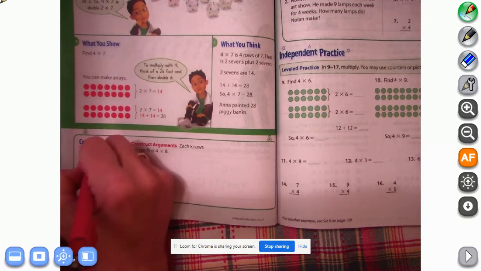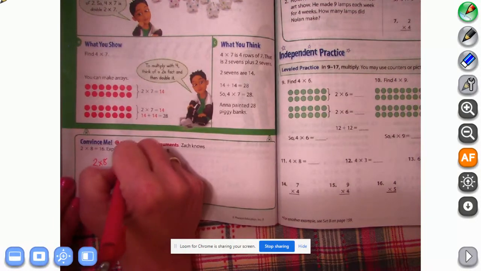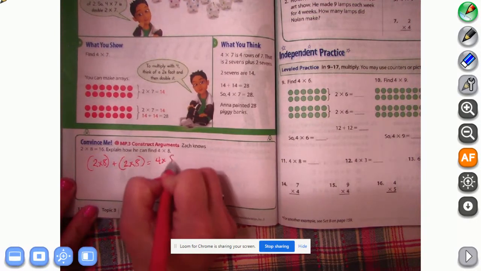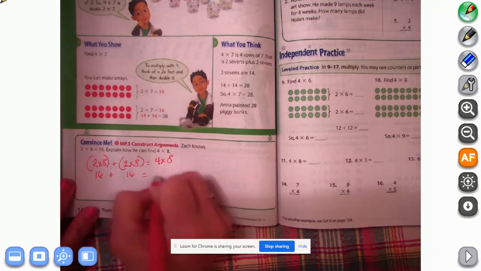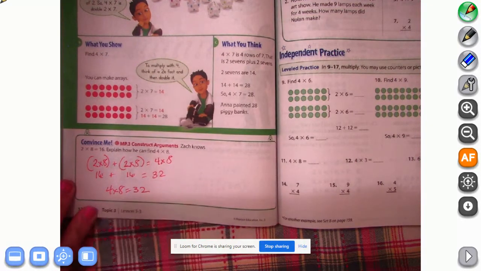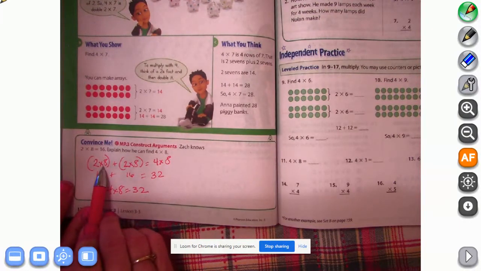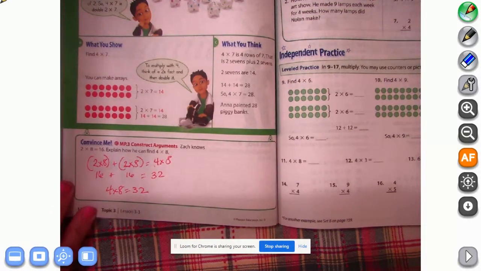Okay, because 2 times 8 plus 2 times 8. Okay, we're going to put parentheses around them because 2 plus 2 equals 4 times 8. 16 plus 16 equals 32. So 4 times 8 equals 32. So because he knows this, he can double it and make it 4. Doubling it, there's 2. Okay, go ahead and get that written down.